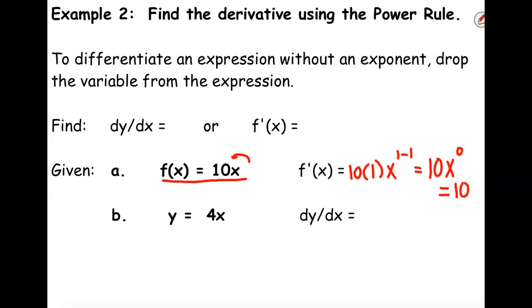Example B is very similar. Bring your power down in front. So 4 times 1, x, 1 minus 1. 4 times 1 is 4, x to the 0. That x to the 0 becomes 1, so you're left with 4.